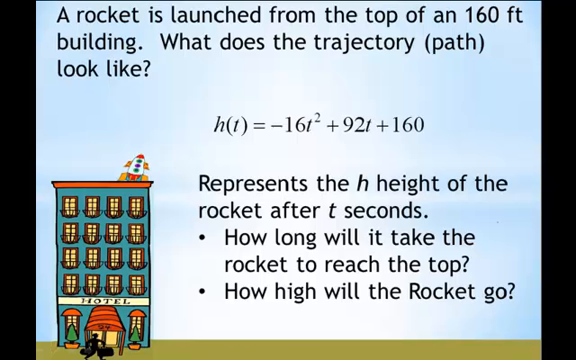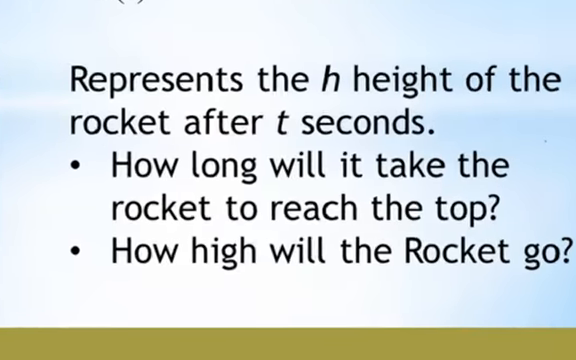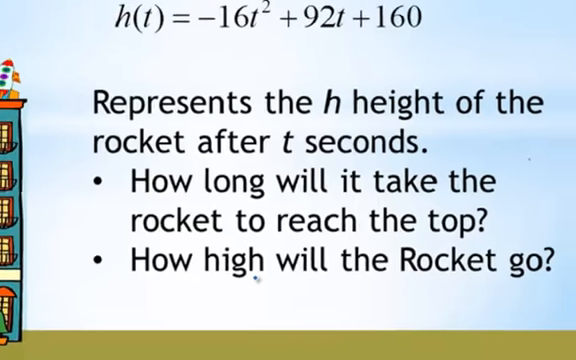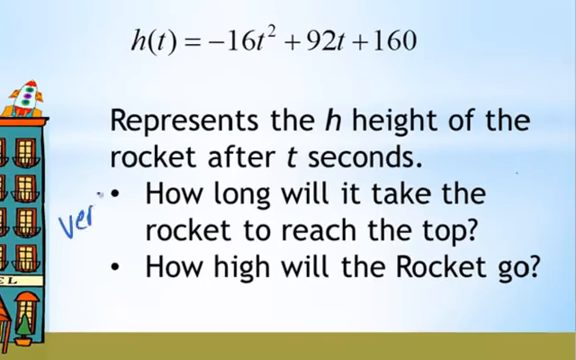Well, the trajectory is the shape of a parabola. And can we solve any of the other questions? How long will it take the rocket to reach the top? How high will the rocket go? So it's referring to the vertex here. As long as we can find the vertex, we'll be able to find the time and the height.